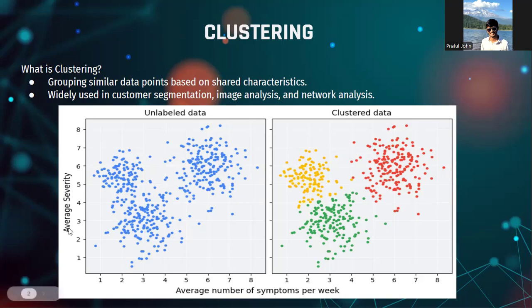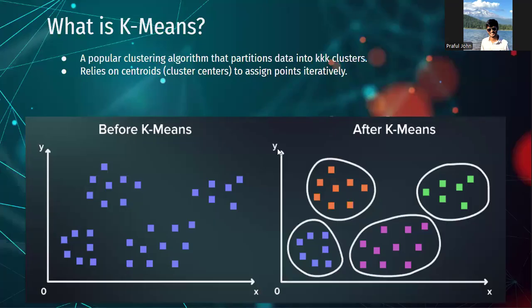The shared characteristics may be average severity and average number of symptoms per week. They might share some same characteristics, like let's say this data point and this data point might share some same characteristics. That's why we have given them this cluster, right? It's widely applied in fields like customer segmentation and image analysis and also network analysis. So we have a k-means algorithm.